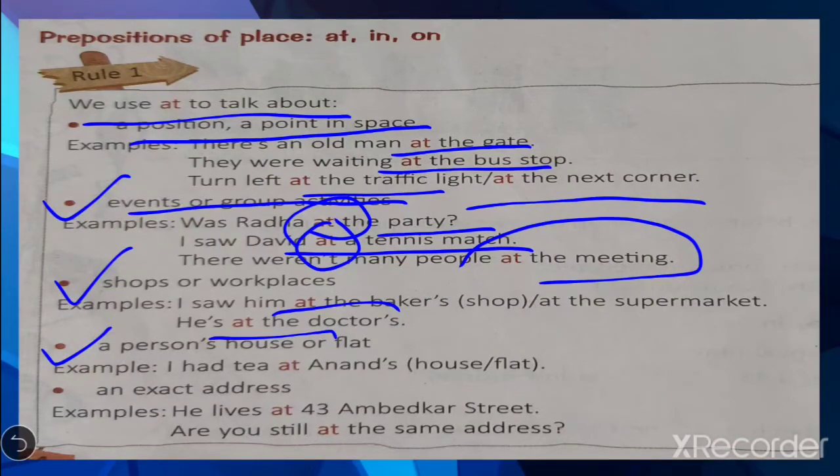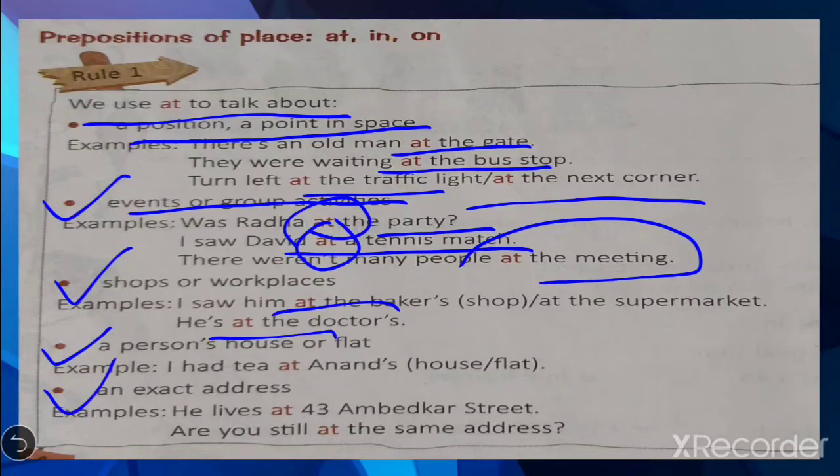So here we can use at for the position, to show position or to show any space, any point in a space, or to show any events or group activities. For shops or workplaces also we have to use at. And to point out any person's house or flat too we have to use at.